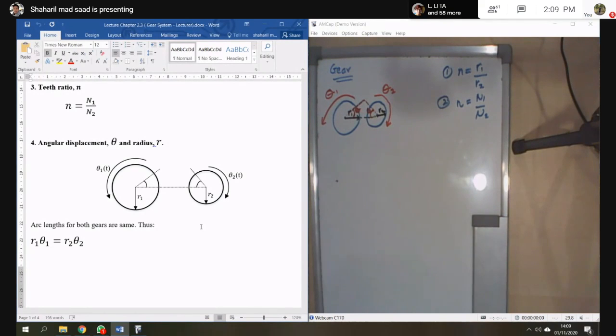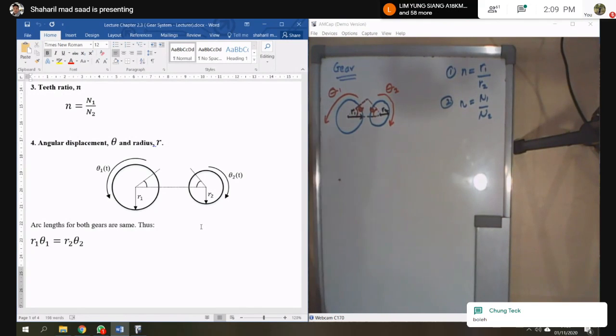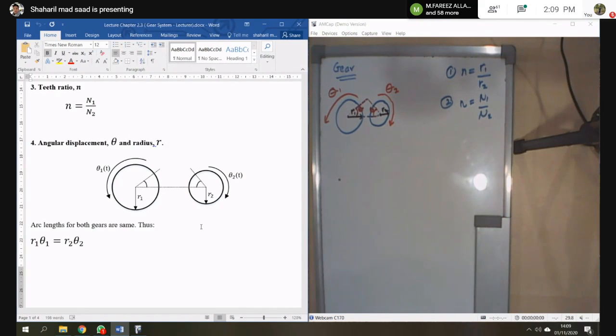I hope that you can see. Boleh nampak? Boleh ke? You need to zoom out your eyes. Use your, what do we call it, your power of your eyes.